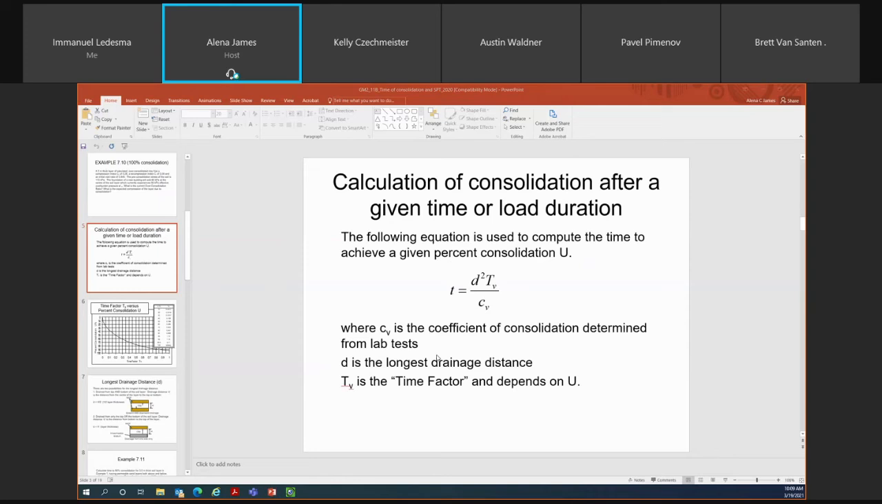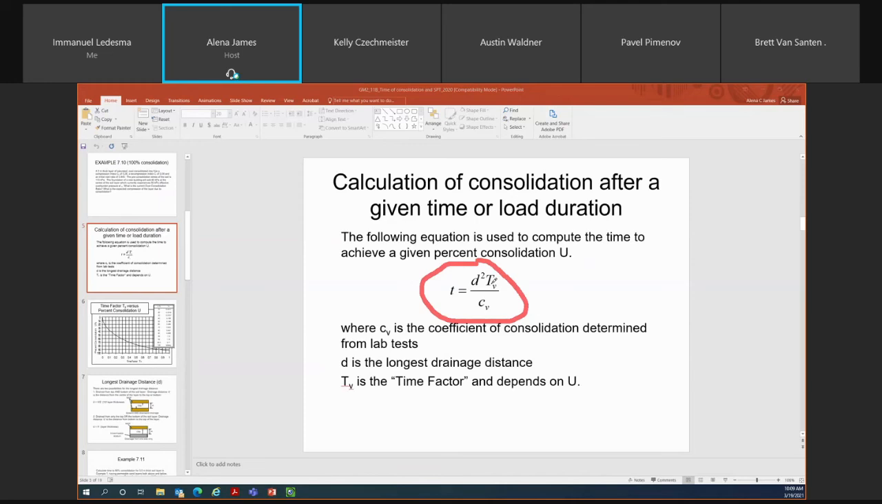I know I've probably harped on this a lot. So say we take, for example, that ring dike in St. Adolphe. We wanted to know how long it was going to take for us to get 90% consolidation. Well, when we did our calculations, it was going to take 256 years for us to get 90% consolidation to occur. So that's a really long period of time.